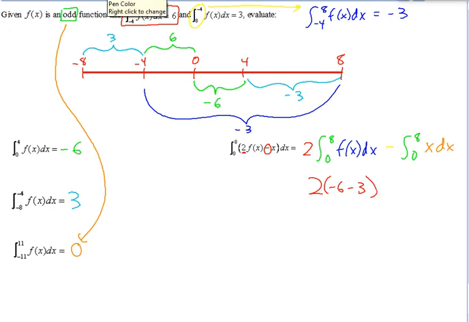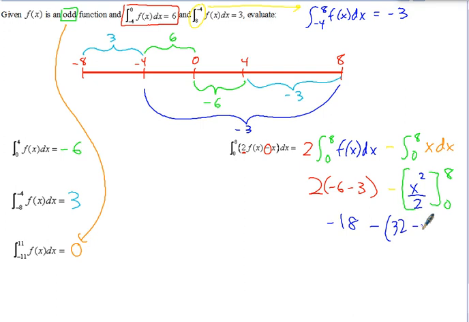And then minus, this is just a nice simple integral you can integrate by hand. When you integrate x, you get x squared over 2, evaluated from 0 to 8. So this is negative 9 times 2, so that's negative 18. Minus, when you substitute in the 8 first, 8 squared is 64, divided by 2 is 32. Minus, when you substitute in 0, that's just 0. So 32 minus 0. So that's negative 18 minus 32 gives you negative 50.